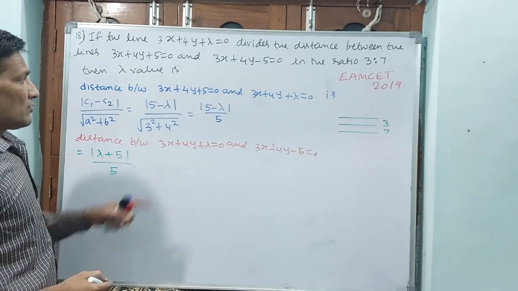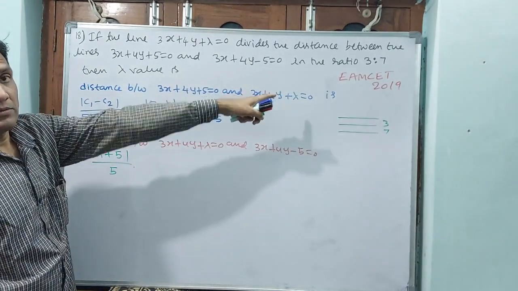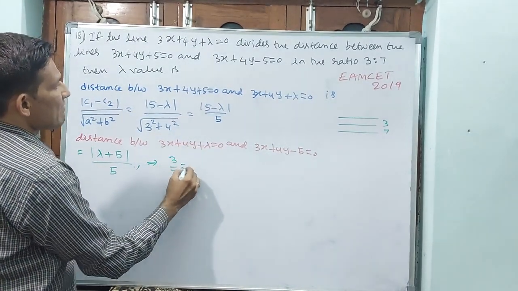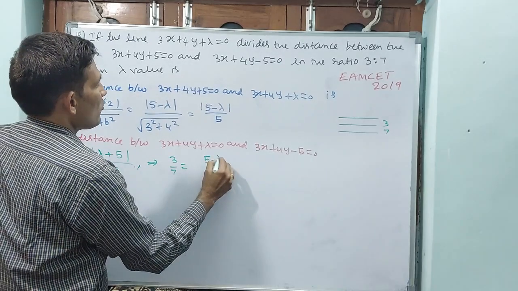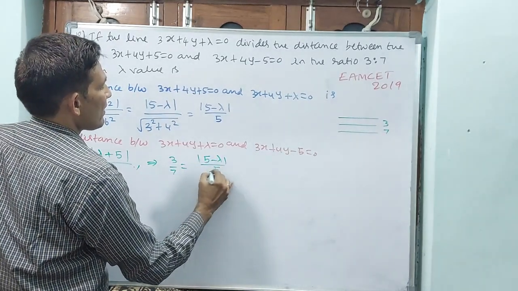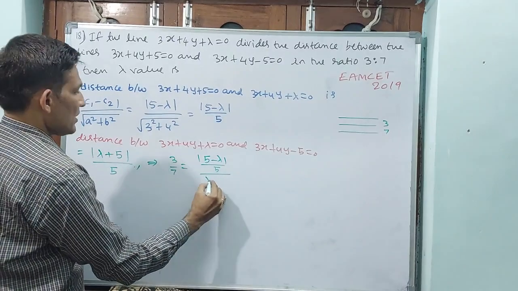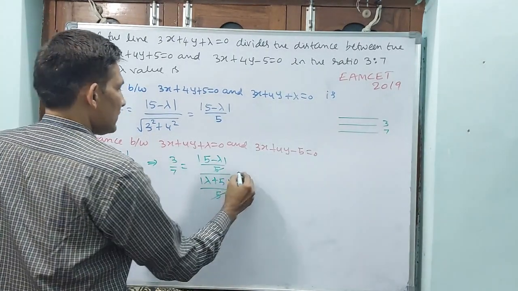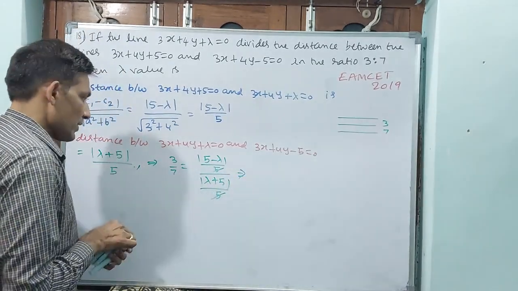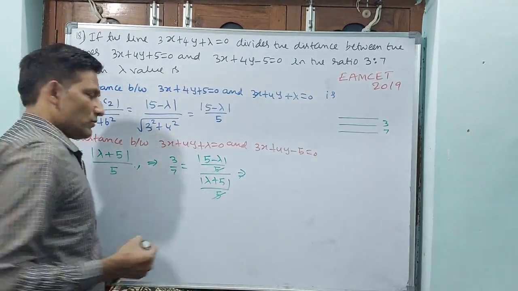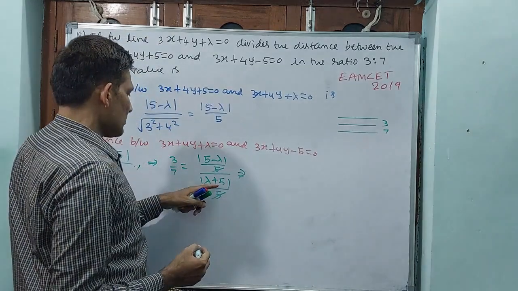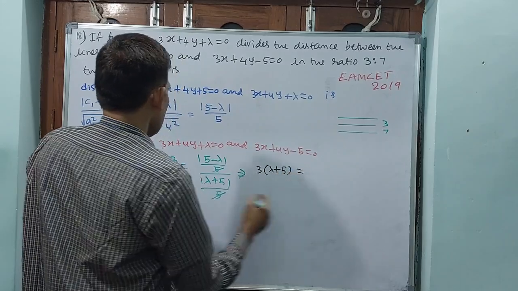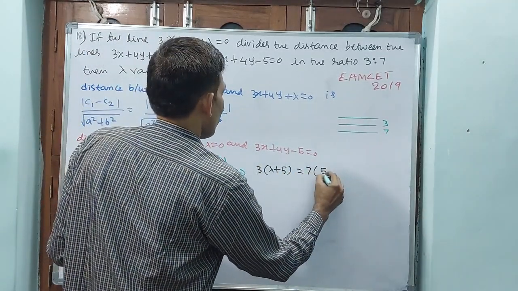Now you see, these ratio they have given, respectively. How to take? See what I am doing. That implies 3 by 7 is equal to 5 minus lambda divided by 5, divided by lambda plus 5 divided by 5. 5 you cancel out, and I am removing the modulus also. 3 into lambda plus 5 is equal to 7 into 5 minus lambda.